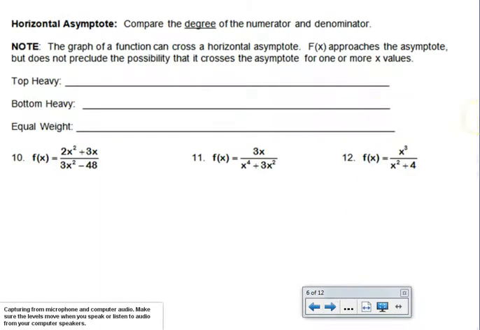A horizontal asymptote is where we're going to compare the degree of the numerator and the denominator. So I'm going to give you more of a calc-like definition of what the horizontal asymptote means, and then I'm going to give you some cute sayings to remember what they are. So if we look at the degree of the numerator versus the degree of the denominator, and I ask you about horizontal asymptotes, what I'm asking you about truly are the left and right end behaviors.